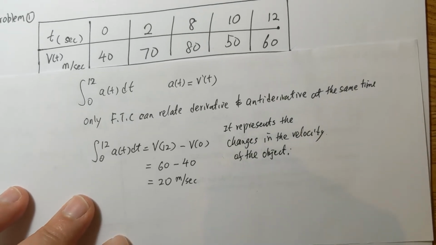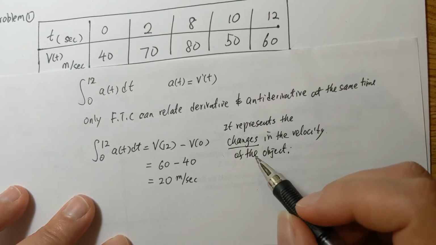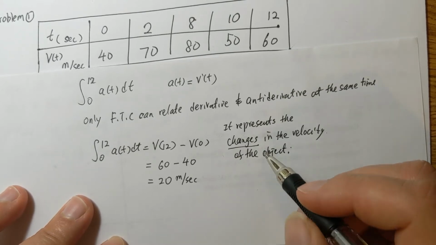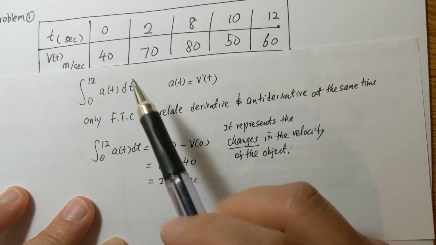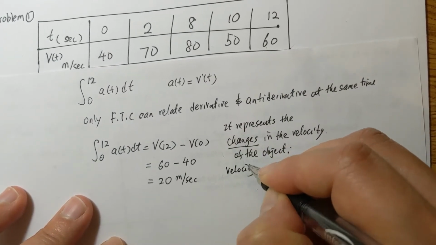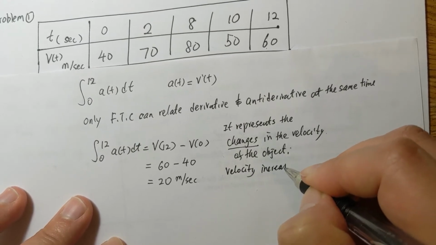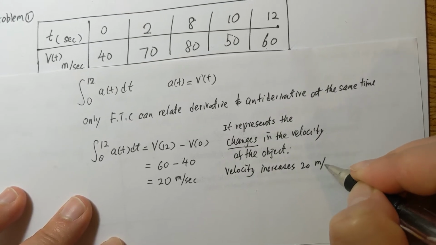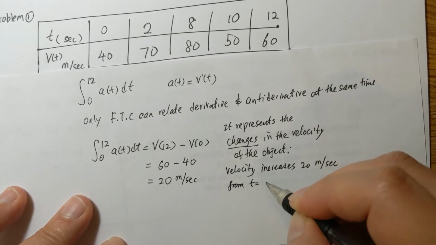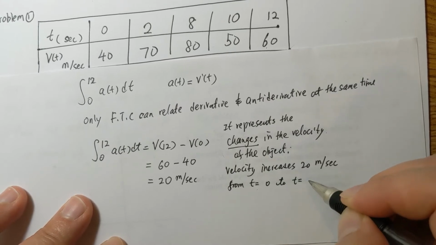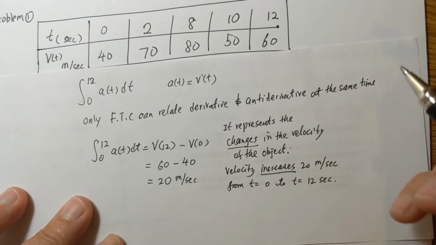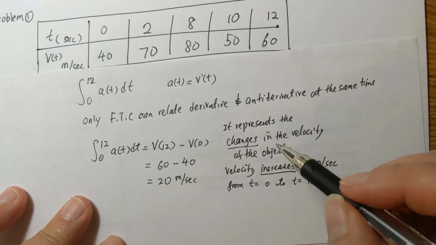So we're going to look at it more closely. Change means either increase or decrease. So 20, from 40 to 60. We can say that the velocity increases 20 meters per second from t equals 0 to t equals 12 seconds. So you have a more specific description of the change. One more time, change means increase or decrease.